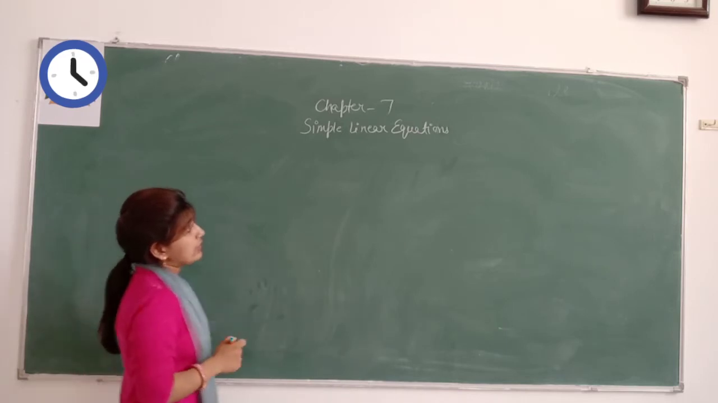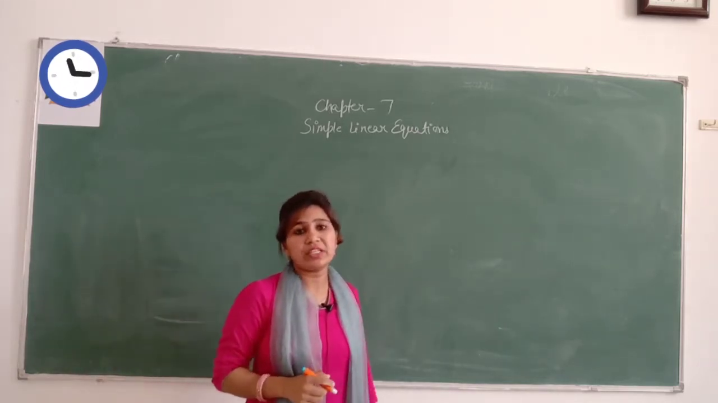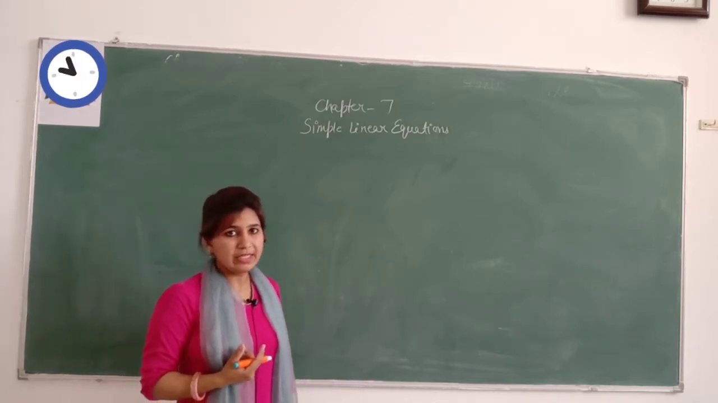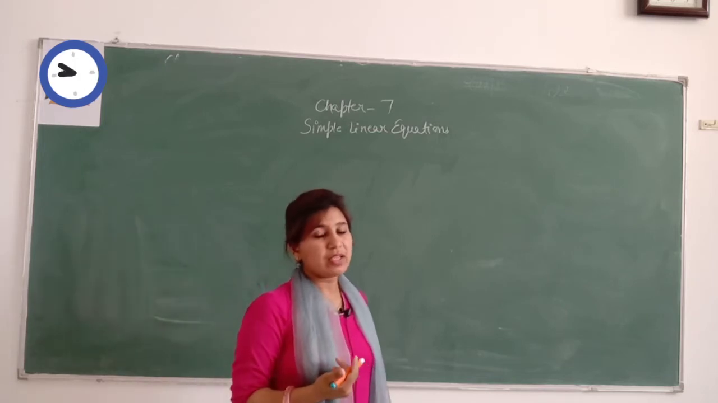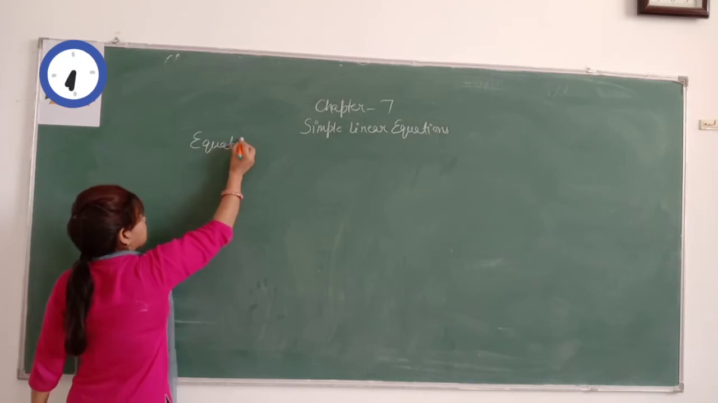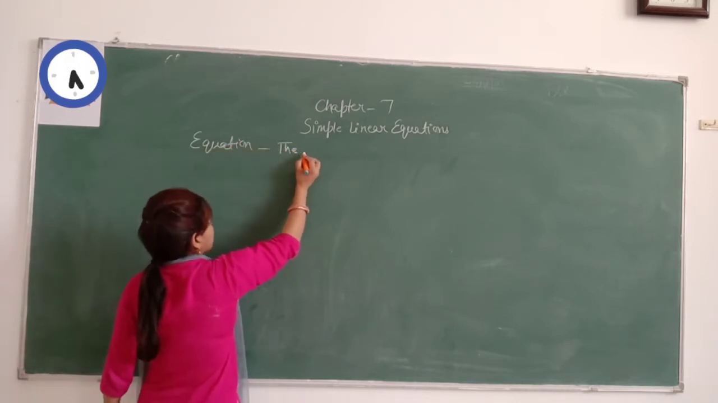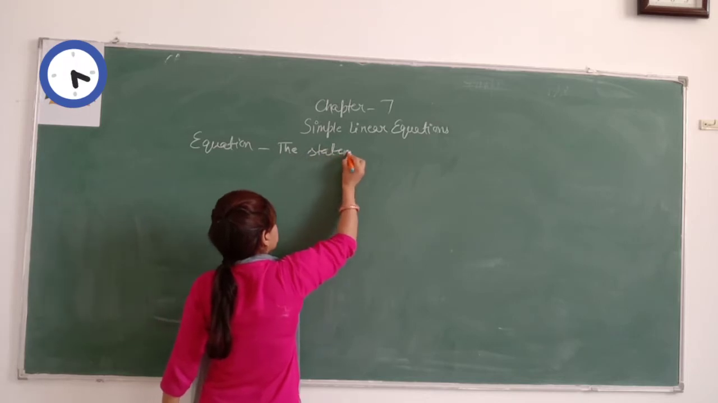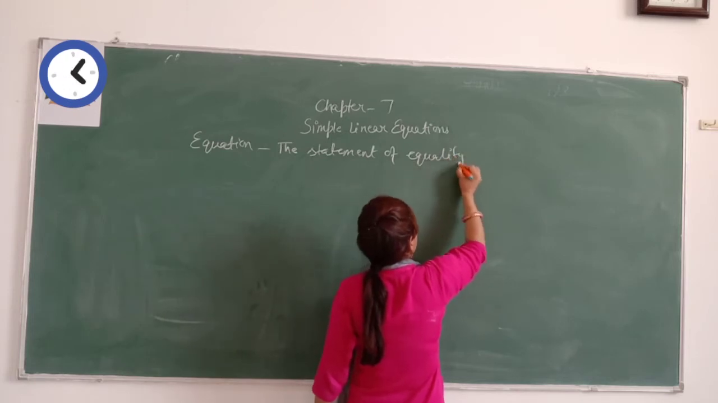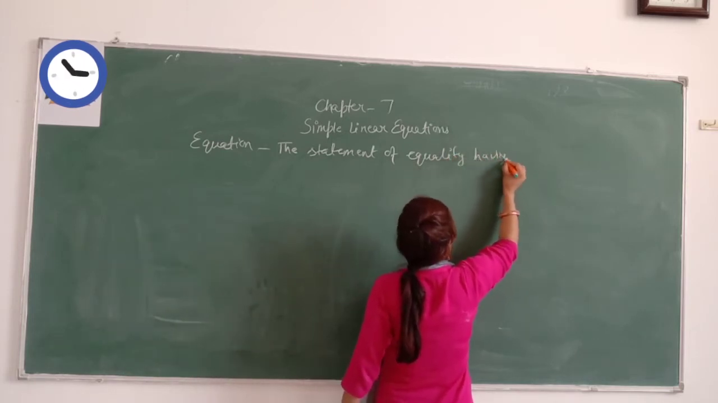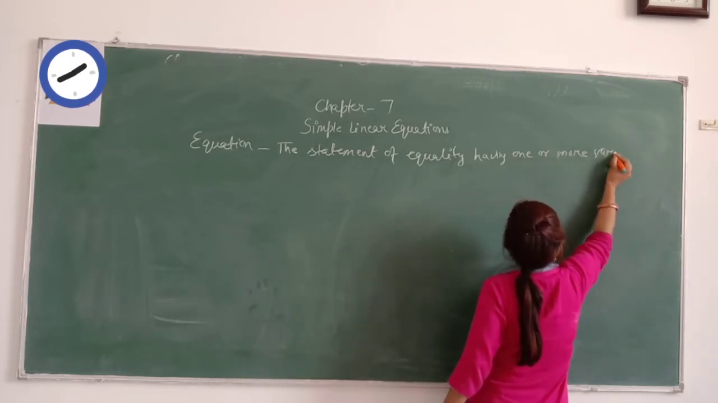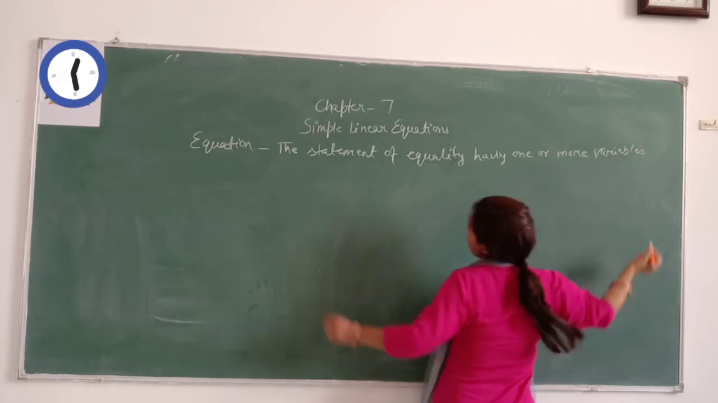बच्चे, before doing linear equation I want to tell you what is equation. What is equation? The statement of equality having one or more variables is known as equation. Equation is what बच्चे? The statement of equality having one or more variables is known as our equation.